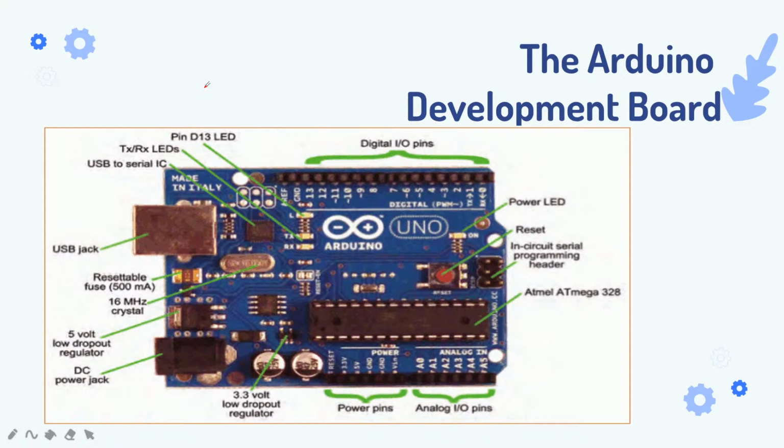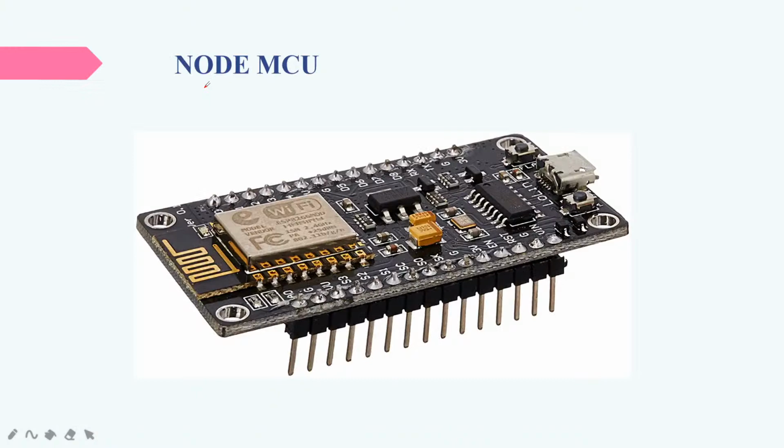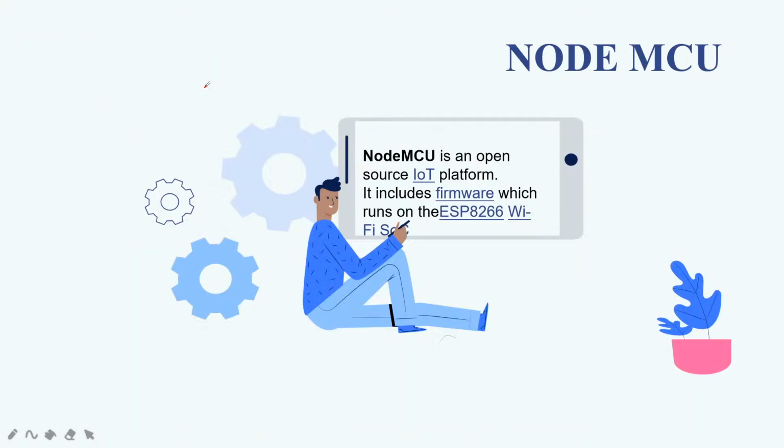So one of the hardware is the Arduino development board, and the next one is NodeMCU. NodeMCU is also an open source IoT platform. Here we can run anything. Using open hardware, using the cloud also, we can connect our NodeMCU and run it. Okay, then next one, sensors.